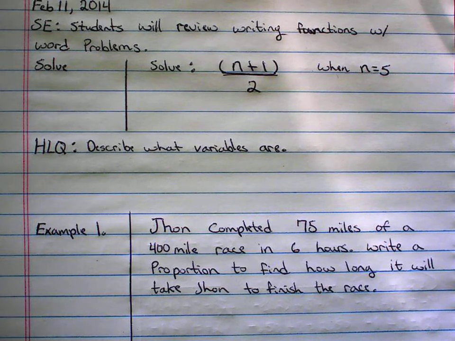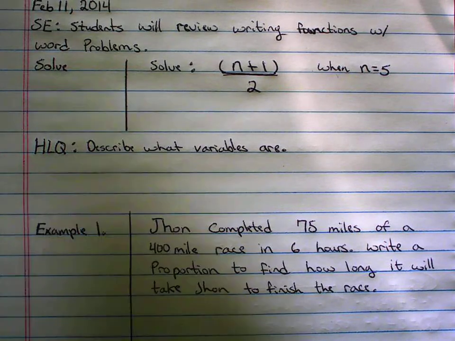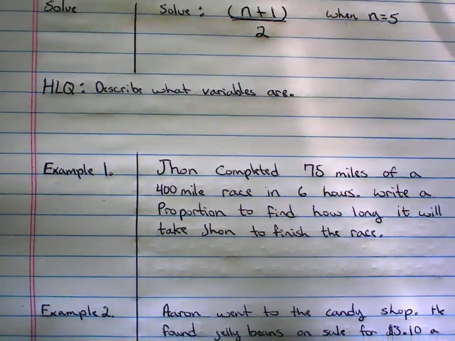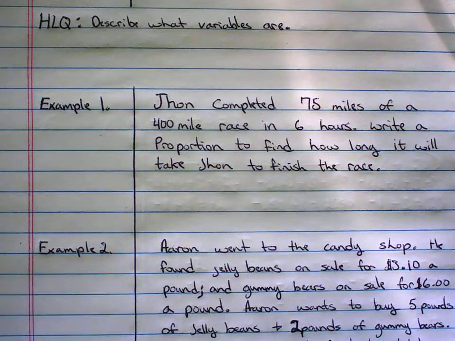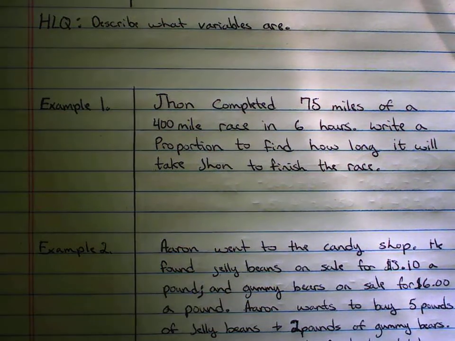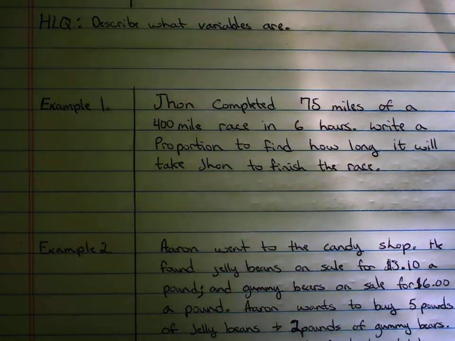So your HOQ, we've been talking about variables a lot. I just want to make sure I drive that point home. I want you to describe to me what variables are. Now, let's go through example number 1. John completed 75 miles of a 400-mile race in 6 hours. Write a proportion to find how long it will take John to finish the race.